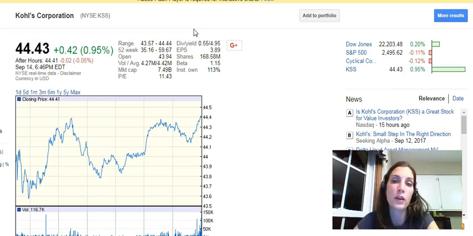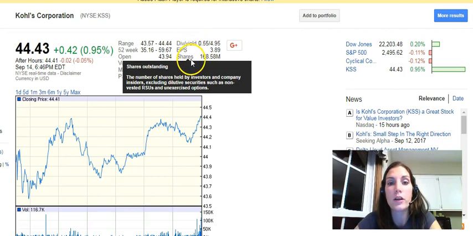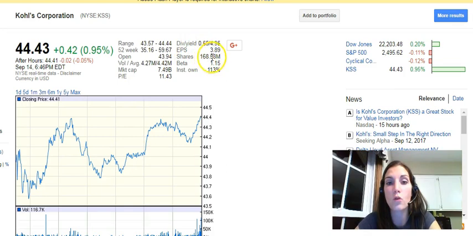So it's something that if you're looking to have some kind of supplemental income, dividends from your stock investments could be an option. The shares here talks about, and if you again scroll over it, the total number of shares from this company that are being traded. So in total there are 168.58 million shares of Kohl's Corporation out there that people own. So that's kind of the information that you'll need to know from the top. Range, 52-week, open, volume, dividends, and shares.